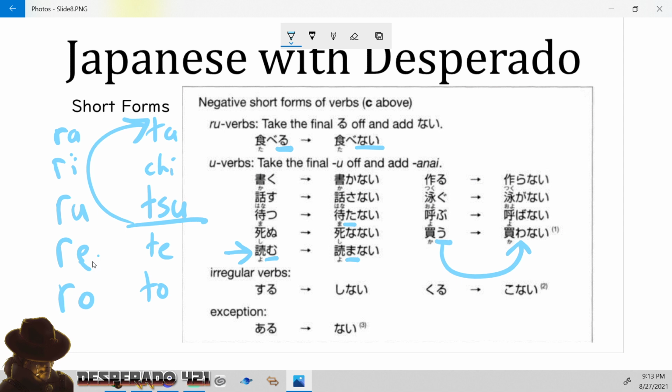Let me see if I can think of one real quick here. Ah, I know one. We have nomu. What does nomu become? Noma? Nomanai? Nomanai, yes. Very good. Fantastic. All right. So let's move on to the next part.